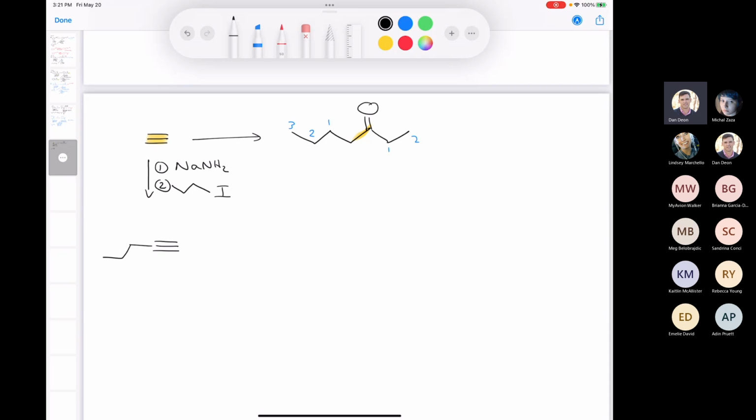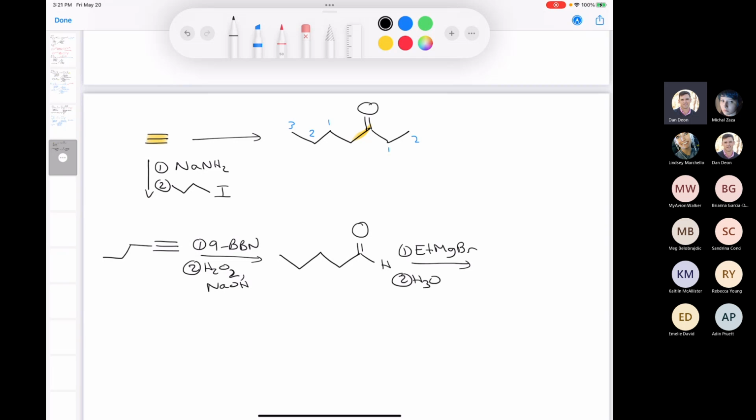Then we can do an anti-Markovnikov addition of water across the triple bond to give us an aldehyde. So since we have an alkyne, we'll treat this with 9-BBN and then hydrogen peroxide, H2O2 and sodium hydroxide. Then we have 1, 2, 3, 4, 5. So let's see here, 1, 2, 3, 4, 5. We would end up with this aldehyde. And now we just need to add the 2 carbons on the end. So we would use Grignard chemistry and treat it with ethyl magnesium bromide, followed by H3O plus.